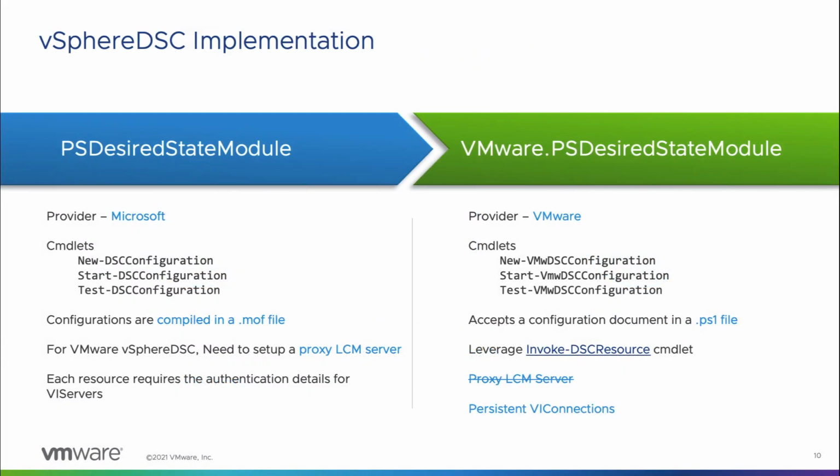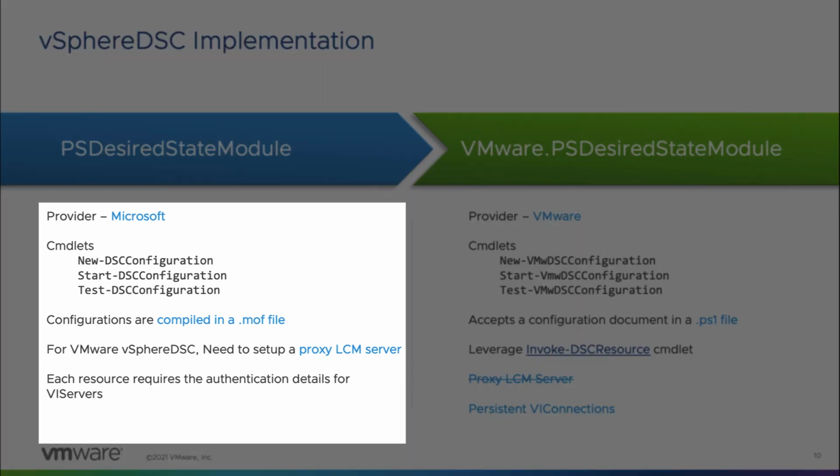The vSphere DSC module can be implemented in two ways. The first one is the Microsoft PS desired state module, and the second one is the VMware provided PS desired state configuration module. If we go with approach one, then the Microsoft provided PS desired state configuration module requires a local configuration manager to receive and execute the configuration on the target endpoint.